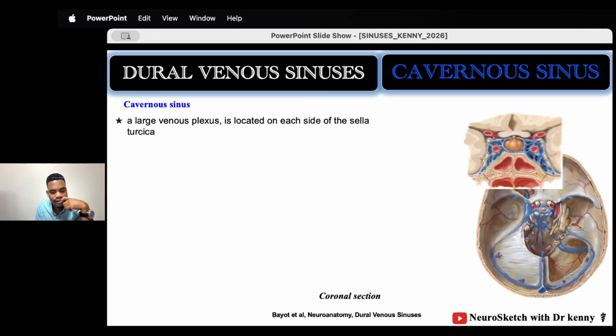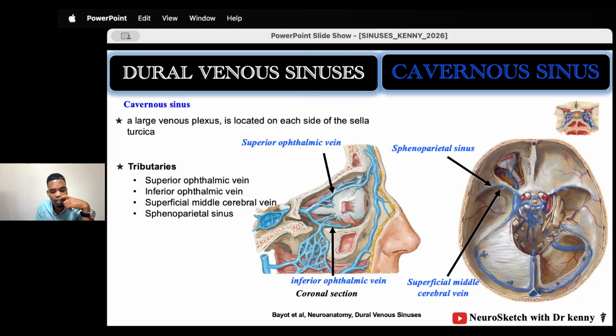What are the main veins draining into the cavernous sinus? What are the main tributaries of the cavernous sinus? Number one is your superior ophthalmic and inferior ophthalmic veins. This is very, very important because the superior ophthalmic vein communicates with the face. Infection from the face can spread into the cavernous sinuses by way of these veins, the superior ophthalmic and the inferior ophthalmic veins. This is very, very important and a clinical note.